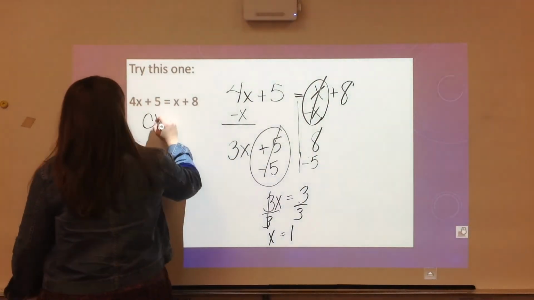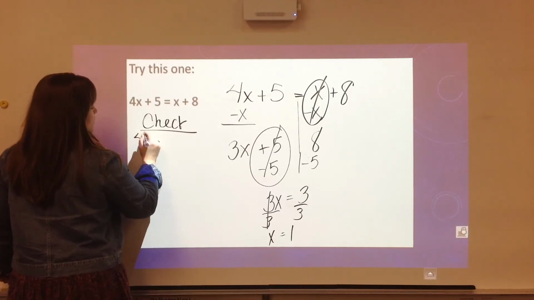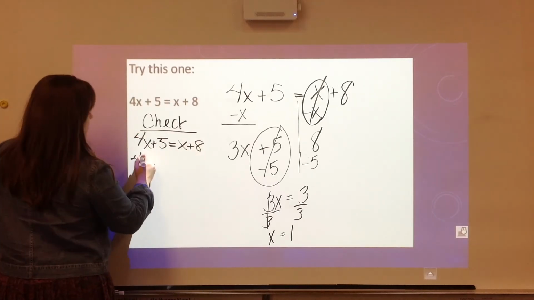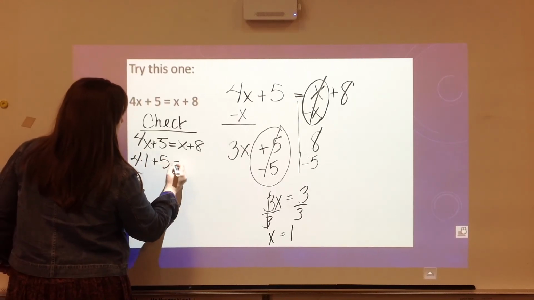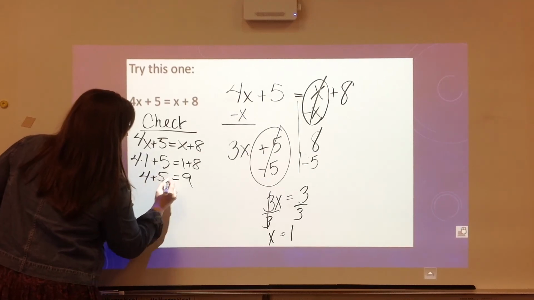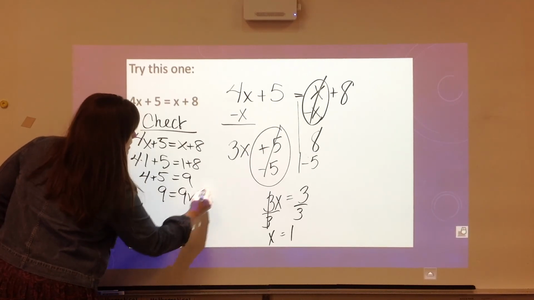My check is 4x plus 5. I'm going to substitute in a 1. And I have 4 plus 5, or 9 equals 9.